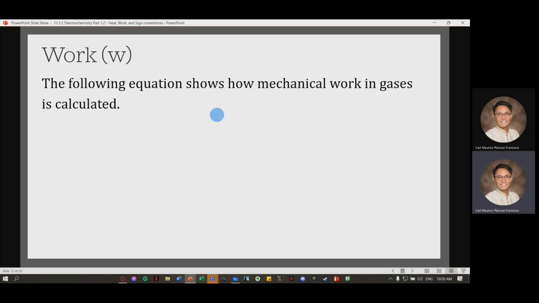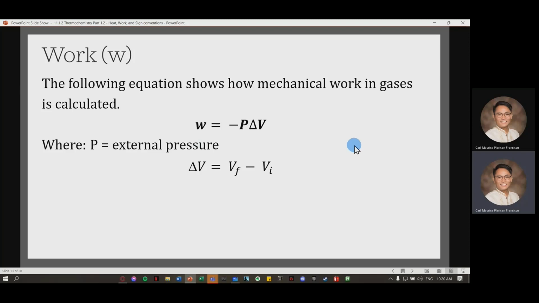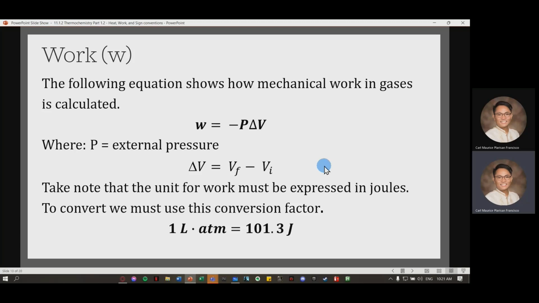Now, how do we compute for work? The following equation shows you how mechanical work in gases is calculated. Work is equal to negative external pressure times change in volume, where P is external pressure, and change in V is final volume minus initial volume. Take note that the unit for work must be expressed in joules.